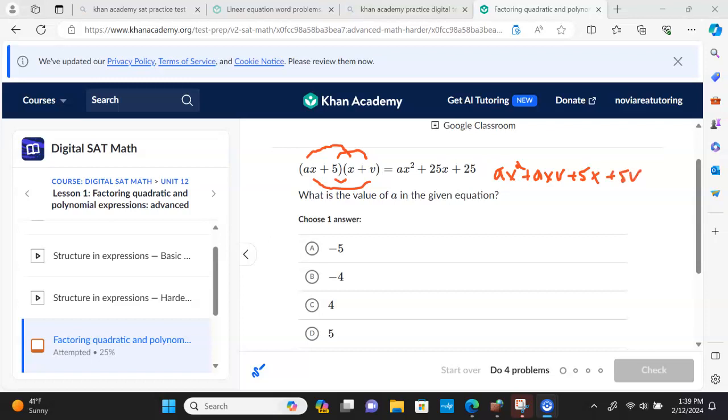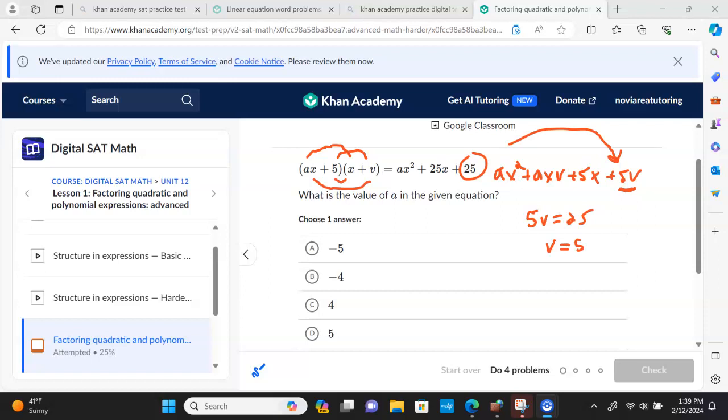Okay, and what we know from quadratics is that when we multiply this out, we know that the last term in here, the 25, is going to have to equal the 5v, okay? Because we always get our last term, our constant here, by multiplying the last numbers in the binomial. So what I'm going to do is I'm going to set 5v equal to 25, and I'm going to get what v is first. Okay, so I'm going to divide both sides by 5, and I get v equals 5.